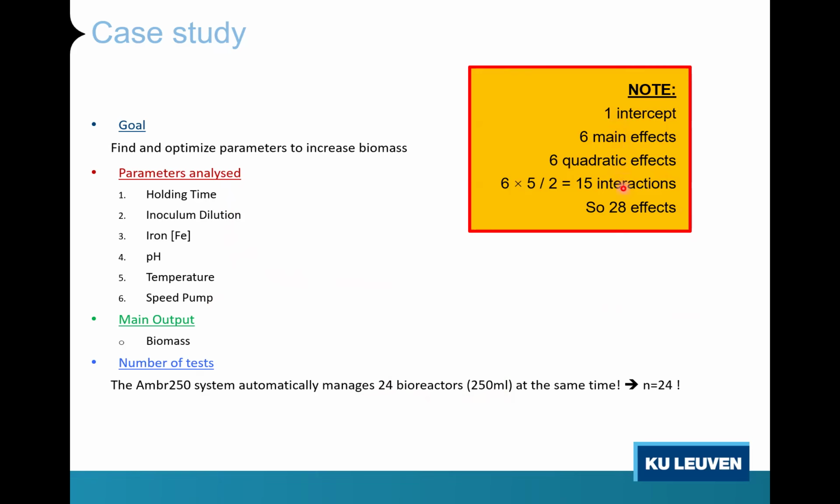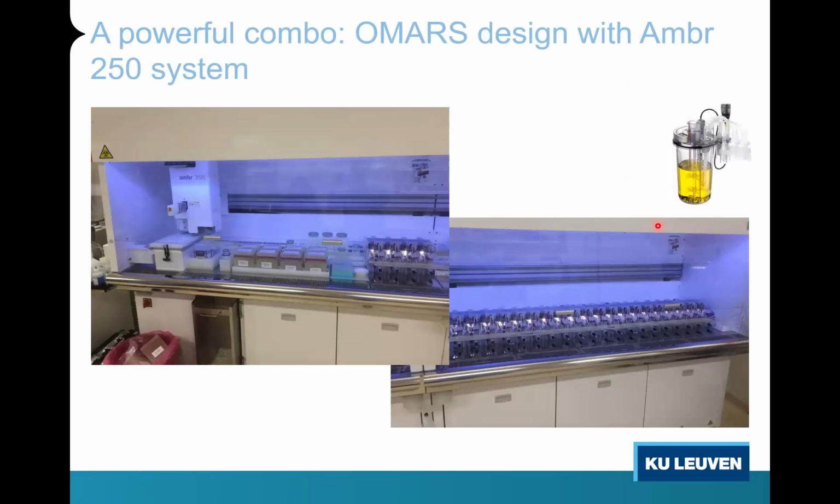And if you add up all the effects that they are interested in, there's 28. So basically, they wanted an experimental plan with fewer tests than the number of effects that they were interested in. And that is basically the ideal situation for OMARS designs to be used, in my opinion. Here, by the way, you see a picture of that AMBER 250 device. So here you can see the little bioreactors standing next to each other. There's 24 of them in total, and in each bioreactor, an individual test is going on.